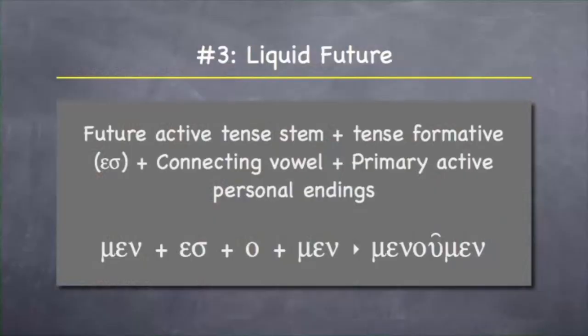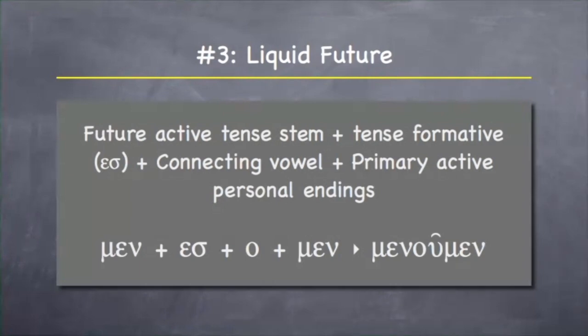What is unusual about these liquid consonants? Well, the main thing is they have a different tense formative in the future. Take a look at the chart. The liquid future is formed by using the future active tense stem plus a tense formative, but in the case of liquids, the tense formative is epsilon sigma. And then you have the connecting vowel and primary active personal ending.